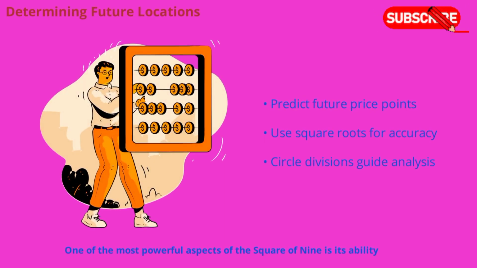One of the most powerful aspects of the square of 9 is its ability to help us determine the location of price and time relationships well into the future. By manipulating the square root of price and time's position on the square of 9, and using decimal equivalents of circle divisions, we can pinpoint where these relationships will occur. This predictive capability is what makes the square of 9 so valuable for market forecasting and planning.